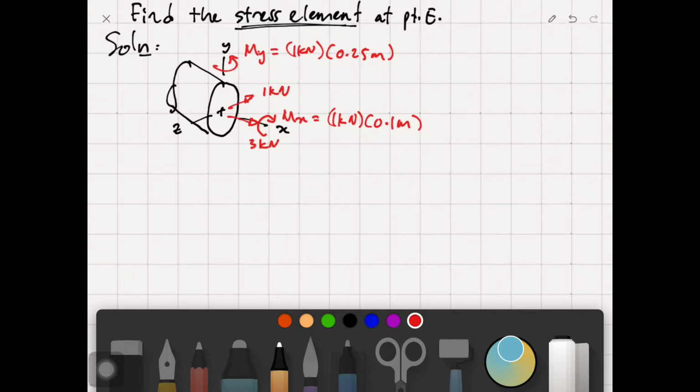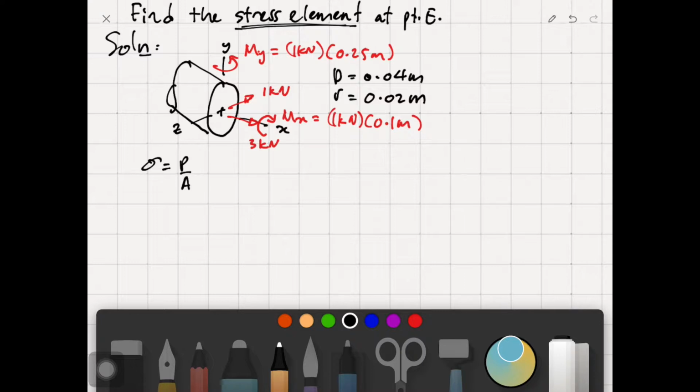Now let us move to the solution. We have all the stresses, and remember we have the diameter of 0.04 meter given in the question, so the radius is half of that, which is 0.02 meter. I'm going to start with the solution for sigma equals P over A. This is the normal stress, and I think we have both normal and bending stresses in this question.